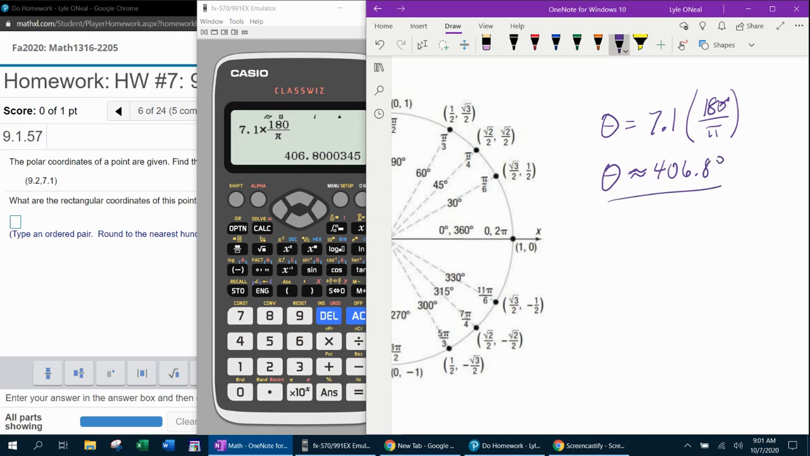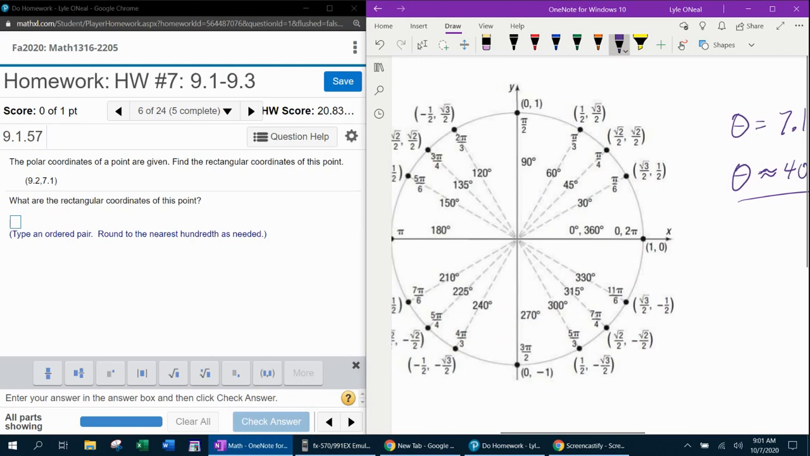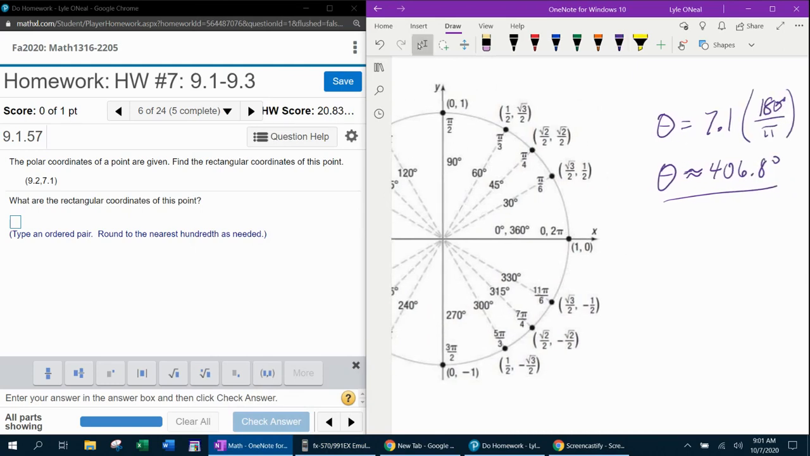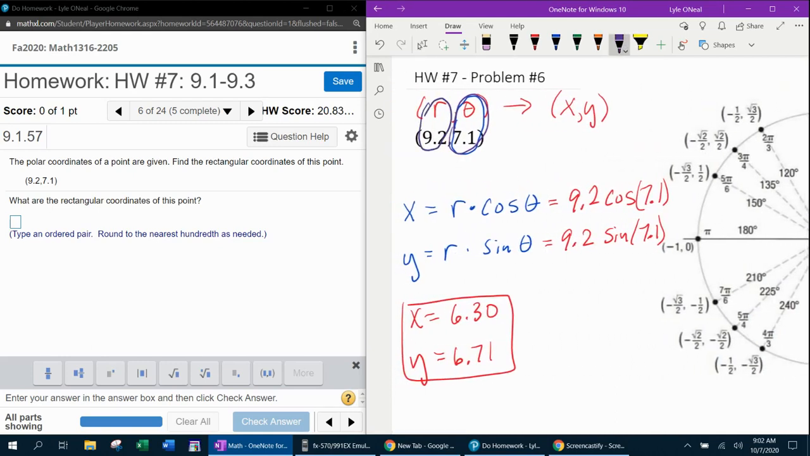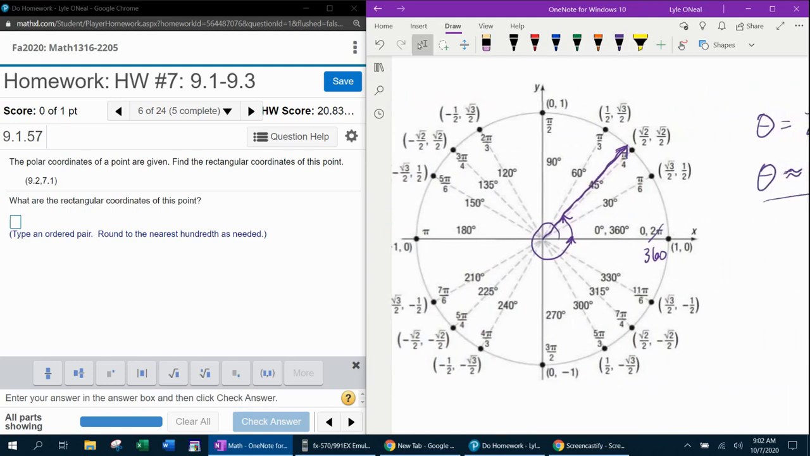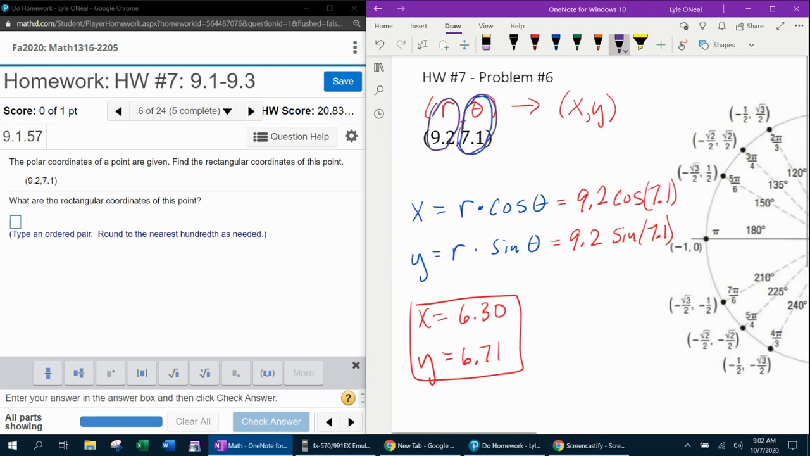Now I want to locate that angle in my unit circle. A full circle, remember, is 2 pi, which is 360. And then 406 is going to be 46.8 past that. So that's going to be a little bit more than 45, and that's definitely in quadrant 1. And our radius is positive, which means that we would go in that direction 9.2 units. So that puts our ordered pair in quadrant 1.